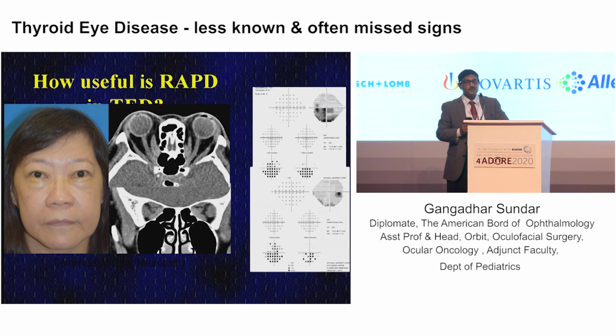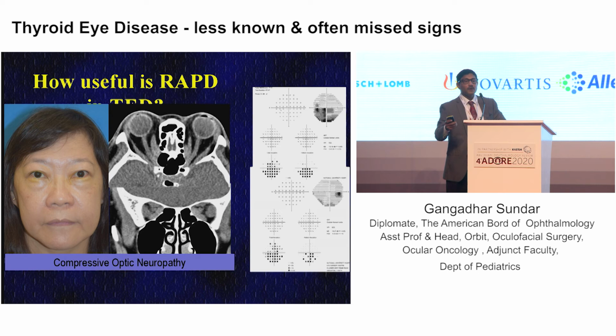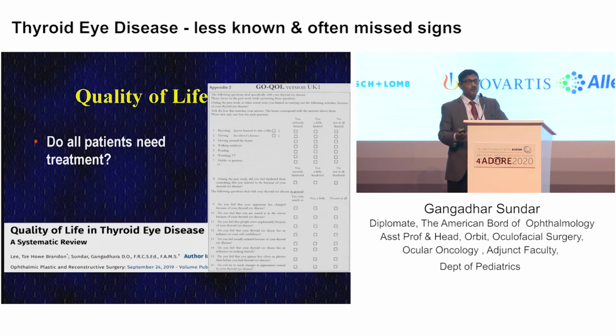The last couple of points: how useful is RAPD for compressive optic neuropathy? Because this is a bilateral disease, even in the late stages of compressive optic neuropathy, RAPD may not be picked up. Hence, go for the color vision. 8% of men are colorblind, so be careful about the color vision and perimetry, and that's very important. So do not miss compressive optic neuropathy by looking only for RAPD.